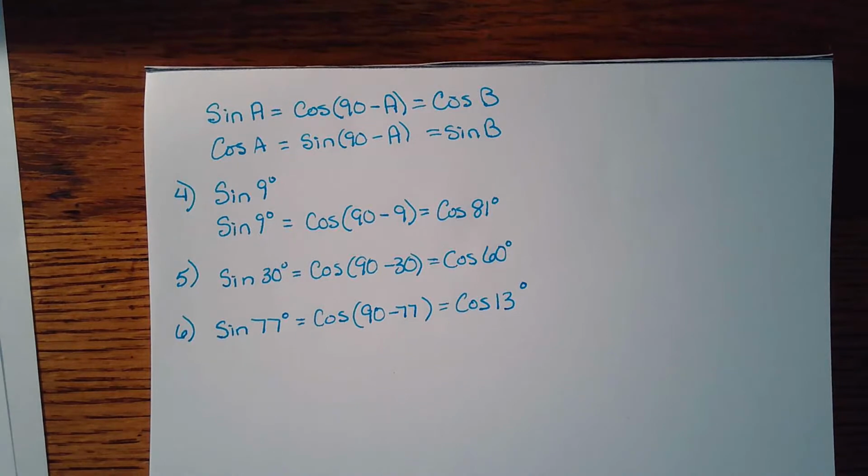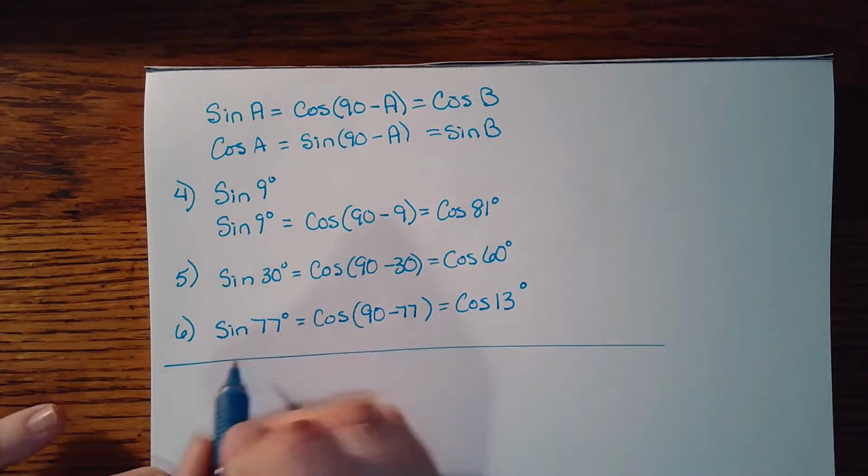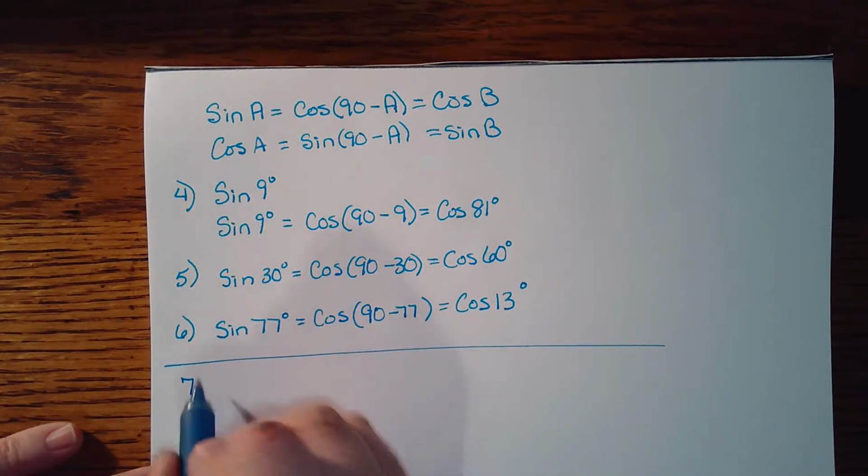All right, if you need to go back through and watch this part of the video again, I would stop here and go back and revisit the first half of this video. Let's look at cosine. So this is all sine. Let's look at cosine. So 7, 8, 9 is cosine.